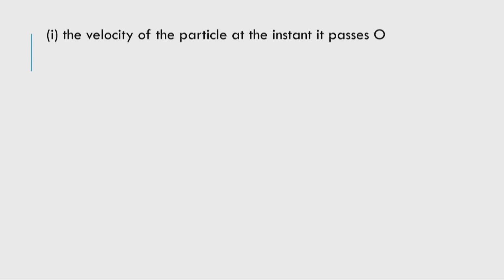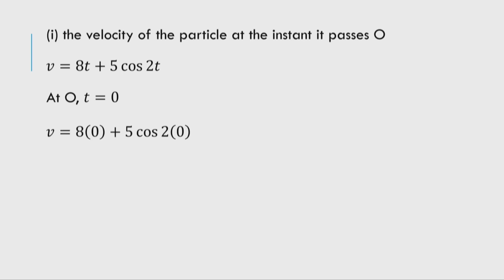First part, the velocity of the particle at the instant it passes O. V is equal to 8t plus 5 cos 2t. At O, t is equal to 0. V is equal to 8 multiplied by 0 plus 5 cos 2 multiplied by 0. Now, note that whenever you are using trigonometry in integration or differentiation, your calculator should be in radian mode. Evaluating this, we get V is equal to 5 meters per second.